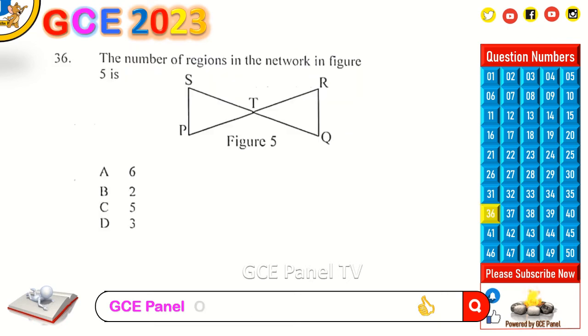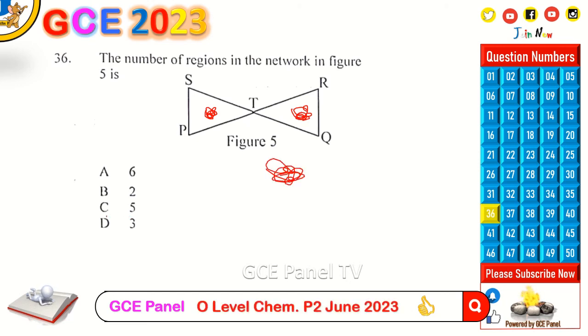Question 36. The number of regions in the network in figure 5 is. The first region is this one. This is the second region. And the region outside is also another region. So how many regions are there? 3. There are 3 regions. Question 37.